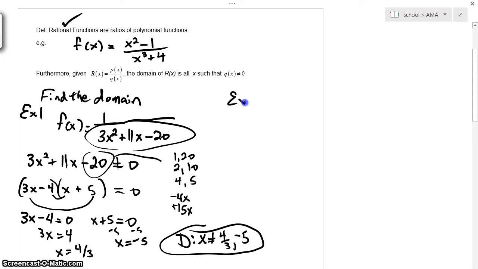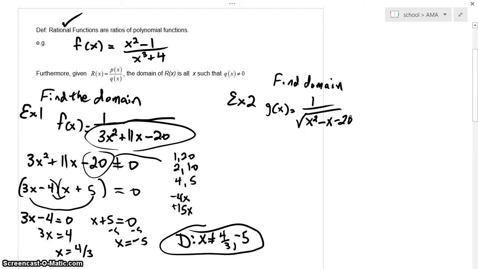But let's take a look at a little bit of an extension. What if we find the domain of a problem that's even a step more complicated? Let's just say, for example, that we do have a fraction, but then surprisingly, we also have something that's far trickier. We have a square root down below. We have 1 over the square root of x squared minus x minus 20.